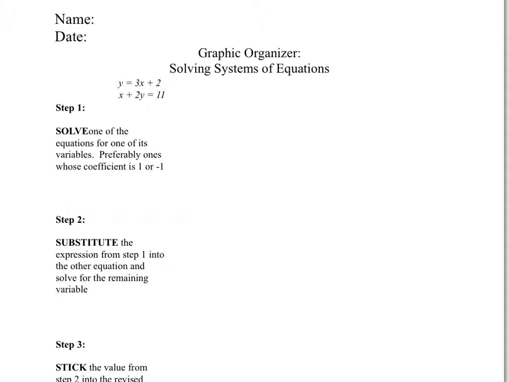Step 1 says to solve one of the equations for a variable. Well, today you're already going to have that done for you. One of the equations is going to be y equals or x equals. Doesn't matter which one, but you should have one of the two equations that has a variable by itself. You're going to write that equation in spot number 1.